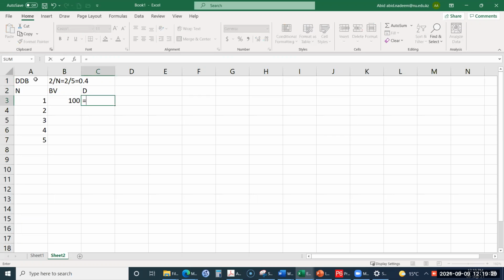Hello, what will be the depreciation in the first year? It will be 100 times 0.4. So this will be the depreciation, 40.